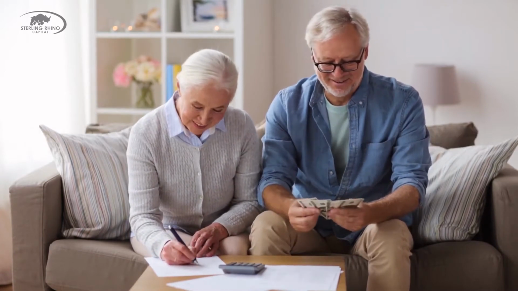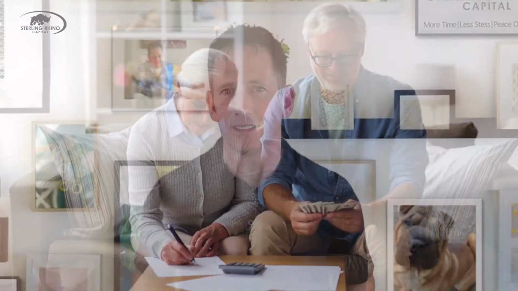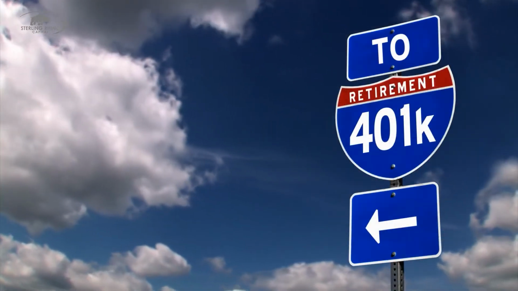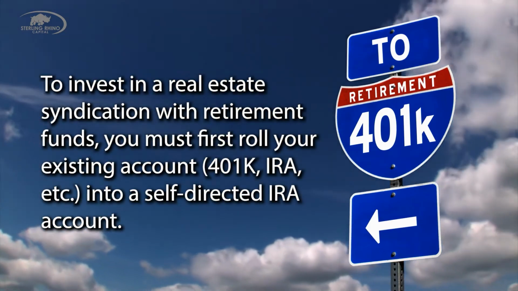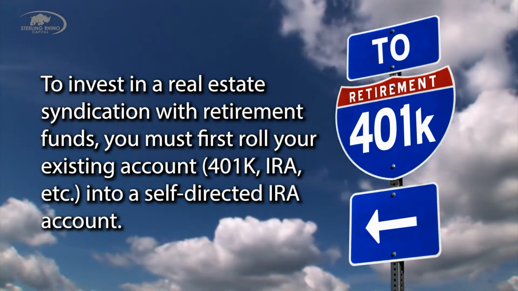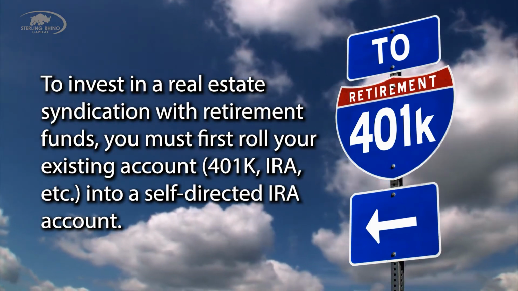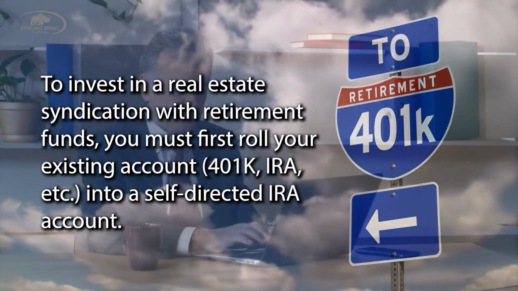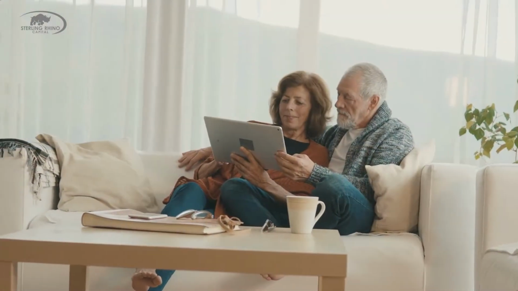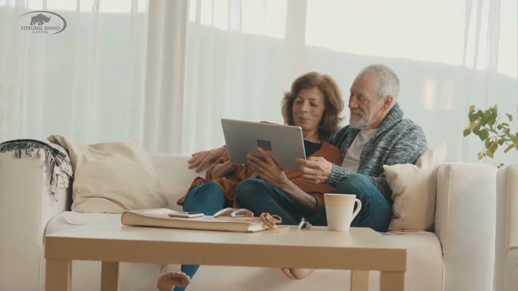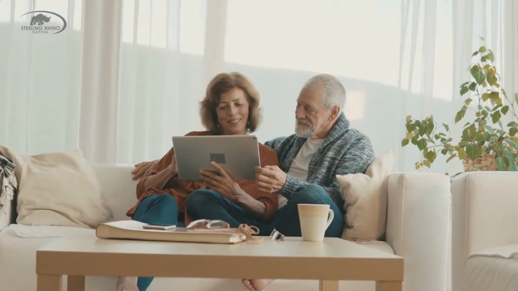Number 3, retirement funds, nay or yay. Retirement funds can be used to invest passively in real estate syndications. In fact, this is how many investors get their feet wet with syndications. To invest in real estate syndications with retirement funds, you must first roll your existing account, 401k, IRA, etc., into a self-directed IRA or EQRP account. There are many self-directed IRA companies out there who would be happy to help you with this. Once your funds are in a self-directed IRA account, you can choose what you want to invest in.